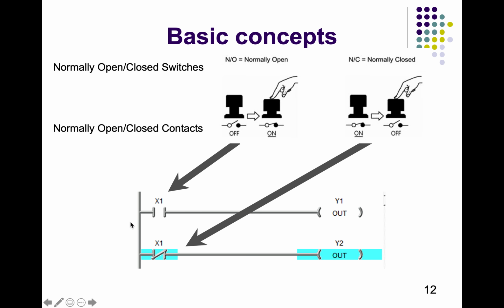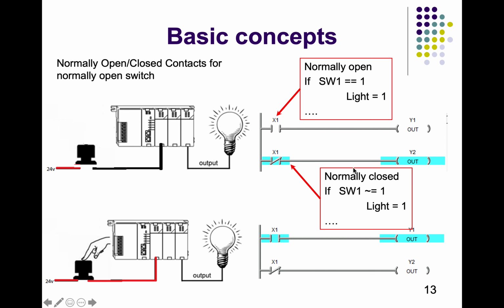So it is actually a not condition of whatever we have in normally open. It is represented by a backward slash, and it says when our X1 is not active or it's not in a turned on position, send the power to Y2. Here we show how it works.